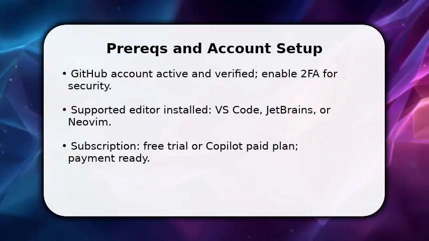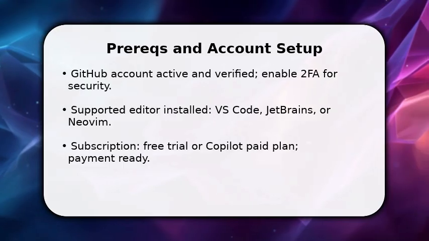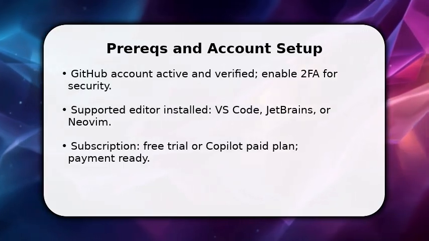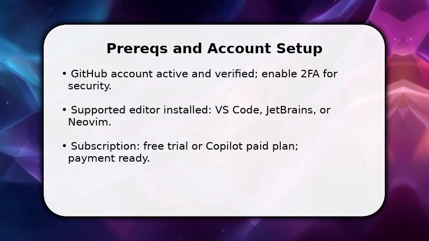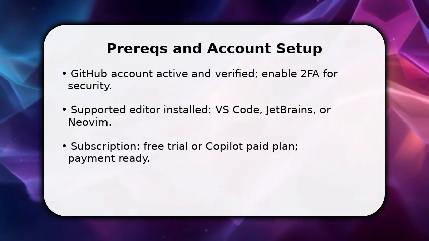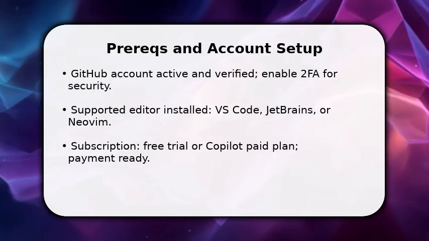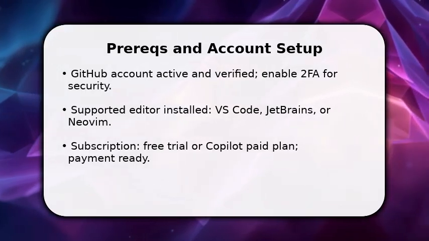You begin by confirming essentials: an active GitHub account with two-factor authentication and a supported editor installed. Once done, sign in to GitHub and accept the Copilot trial or subscribe. Make sure your billing and payment method are entered if required.